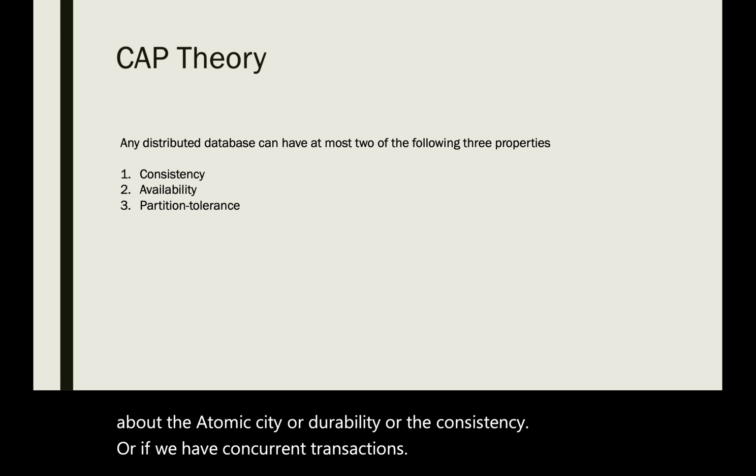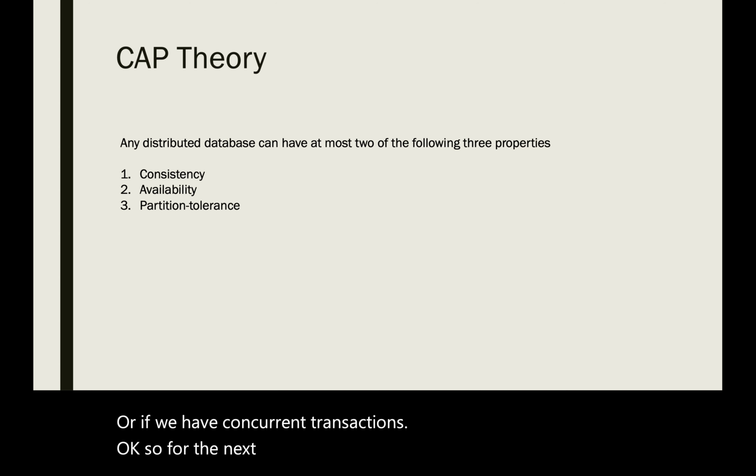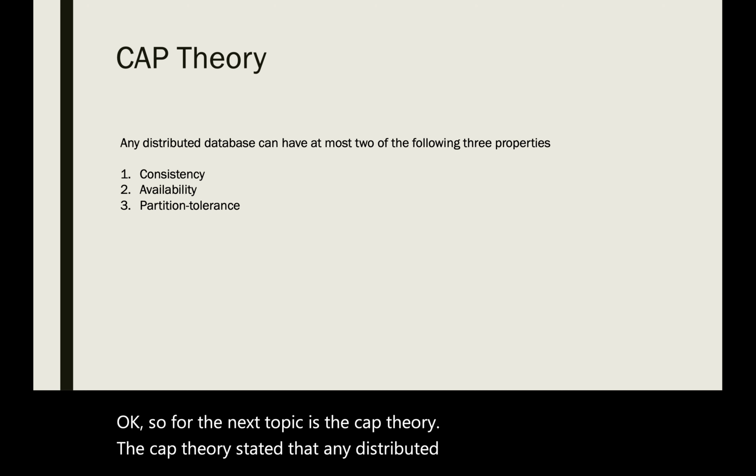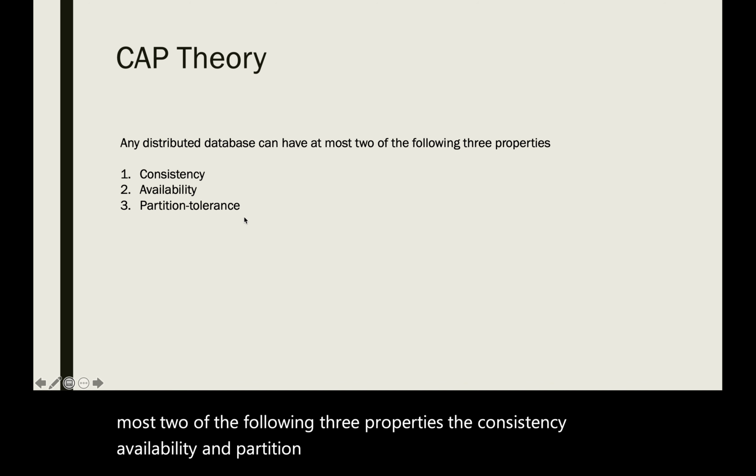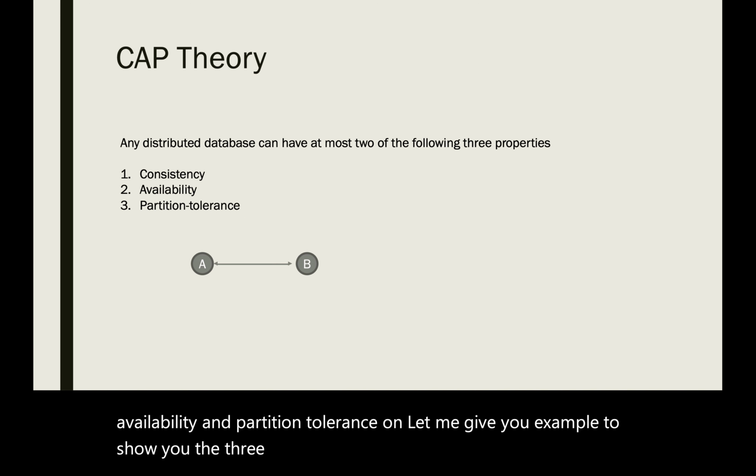Okay, so the next topic is the CAP theorem. The CAP theorem states that any distributed database can have at most two of the following three properties: consistency, availability, and partition tolerance. Let me give you an example to show you the three different terminologies.